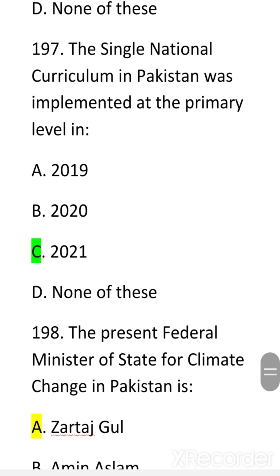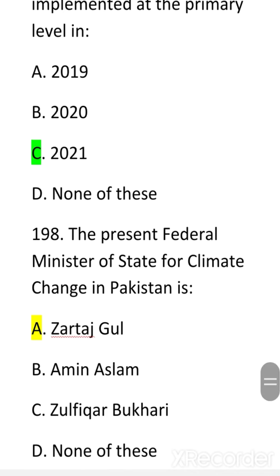Question number 197. The single national curriculum in Pakistan was implemented at the primary level in option A 2019, B 2020, C 2021, D none of these. Correct option is C 2021.